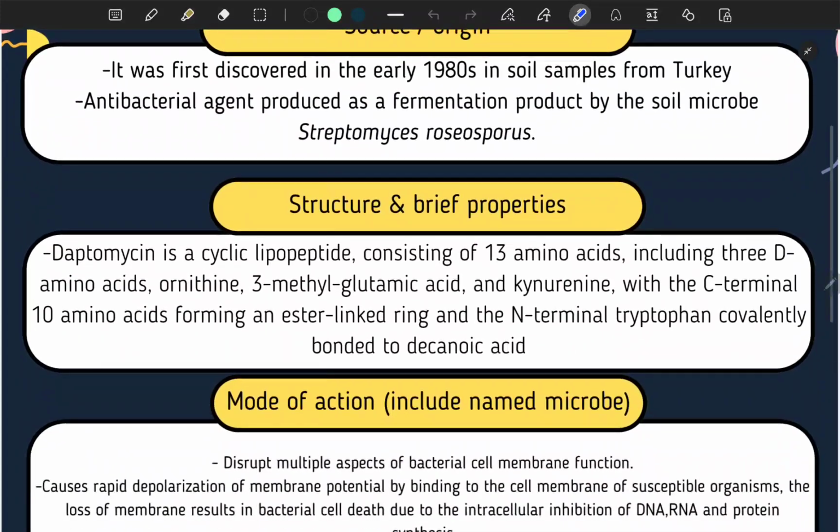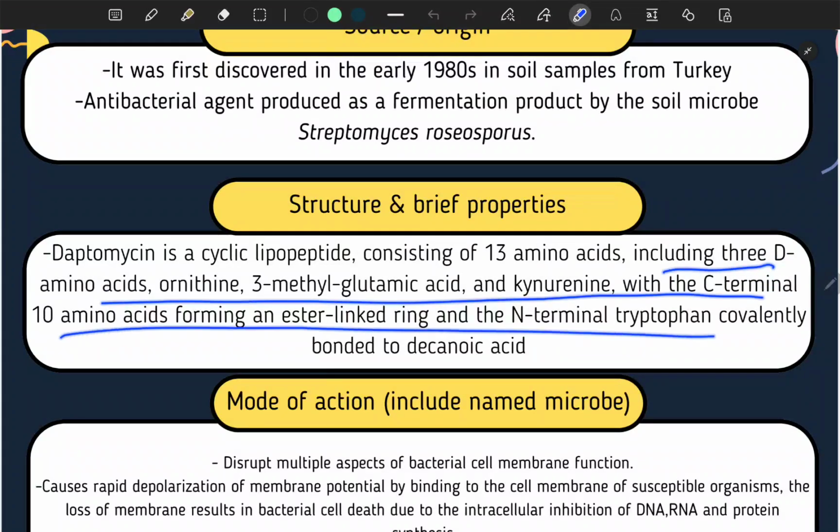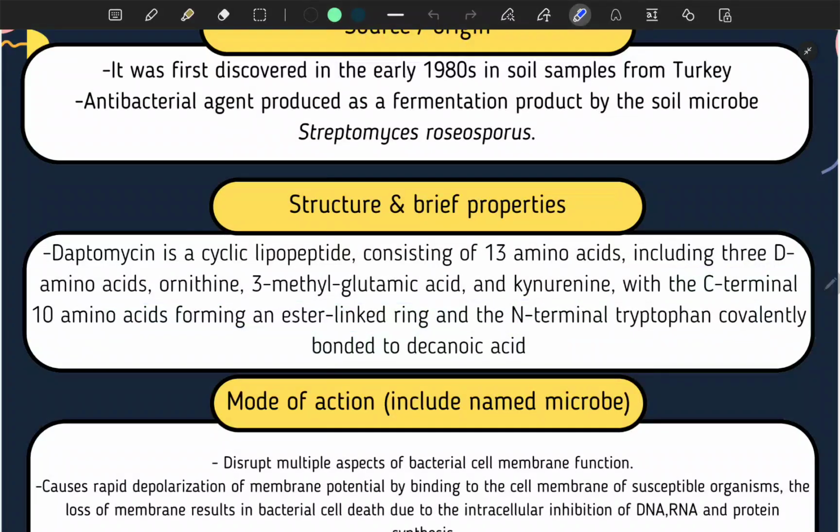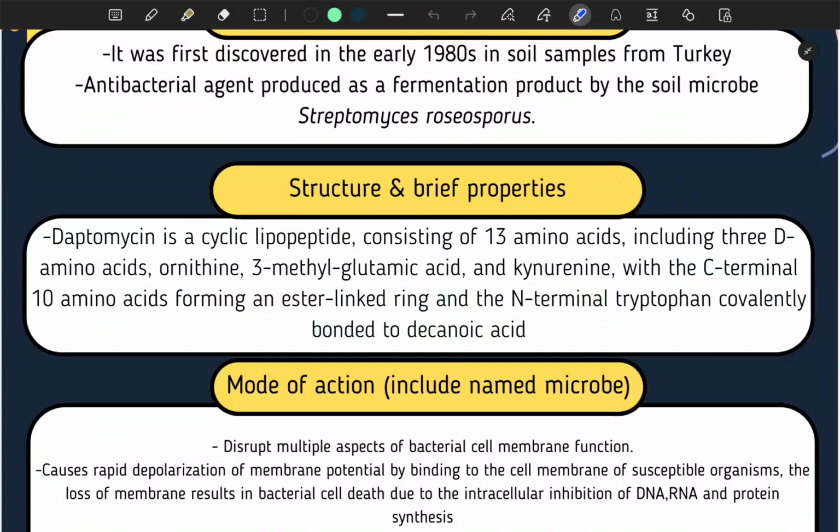roseophorus. For the structure and brief properties of this antibiotic, daptomycin is a cyclic lipopeptide which consists of 13 amino acids, which includes all these names, that is essential to form a ring structure that is required for its function.